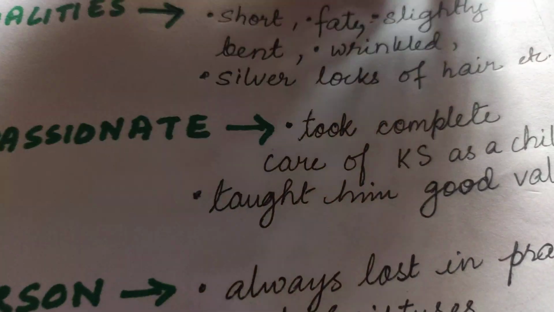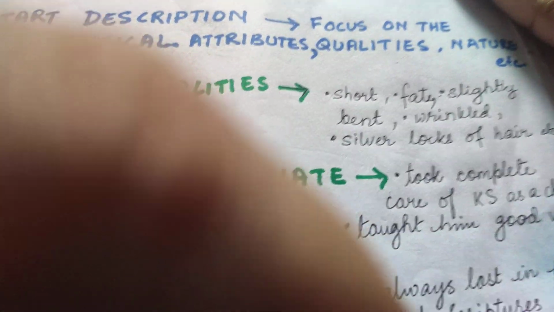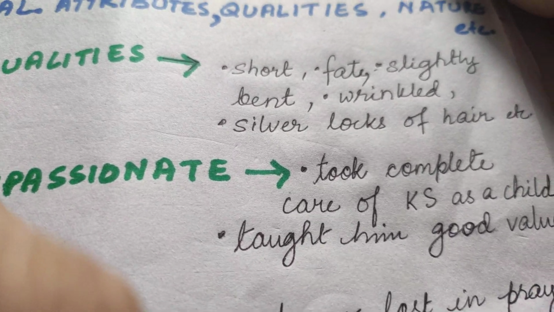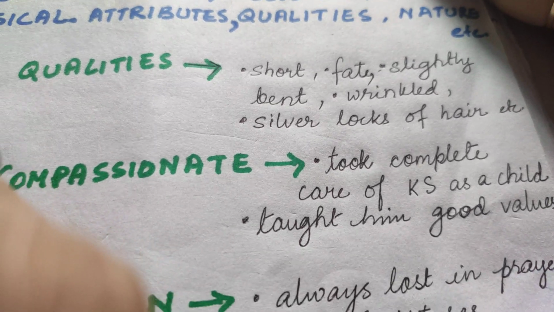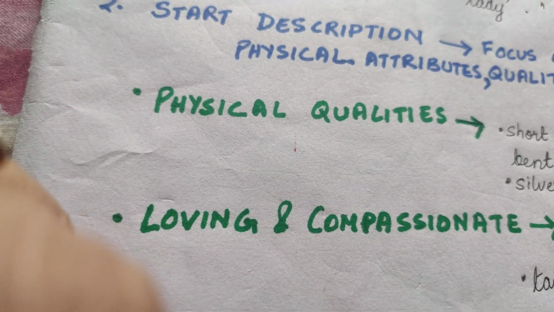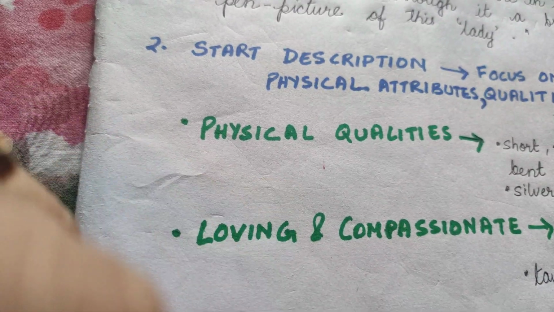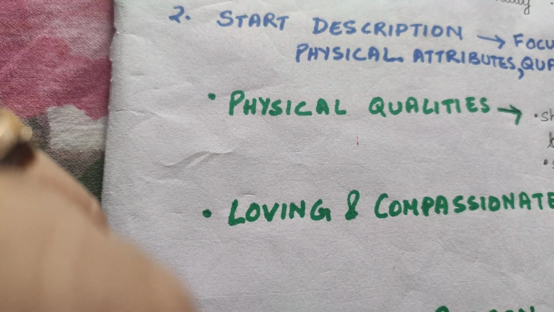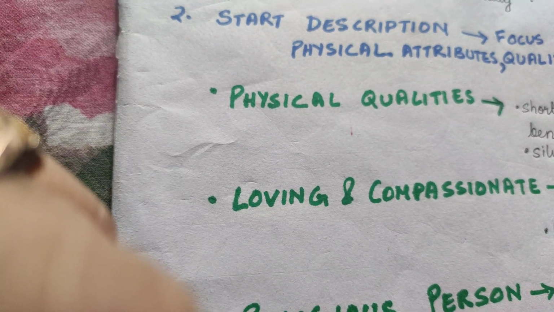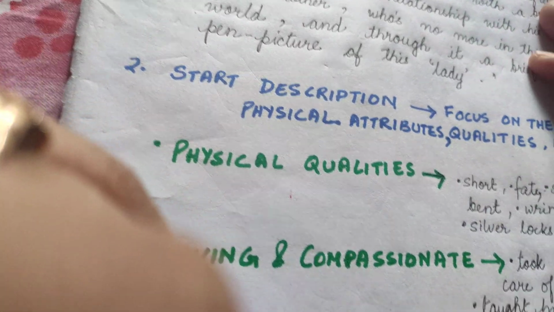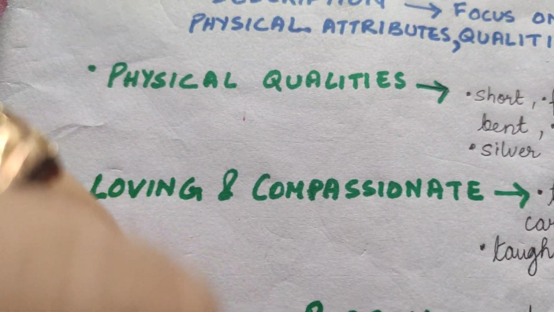How do we come to know that she was a loving, compassionate person? She took complete care of Khushwant Singh as a child, and she taught him all the good values she could. This shows that she had a loving and compassionate nature. She brought up the grandson just like any other parent, raising him from the bed, dressing him, taking him to school, feeding him, bringing him back from school. She did not leave the child alone for a single second. That shows how compassionate she was.